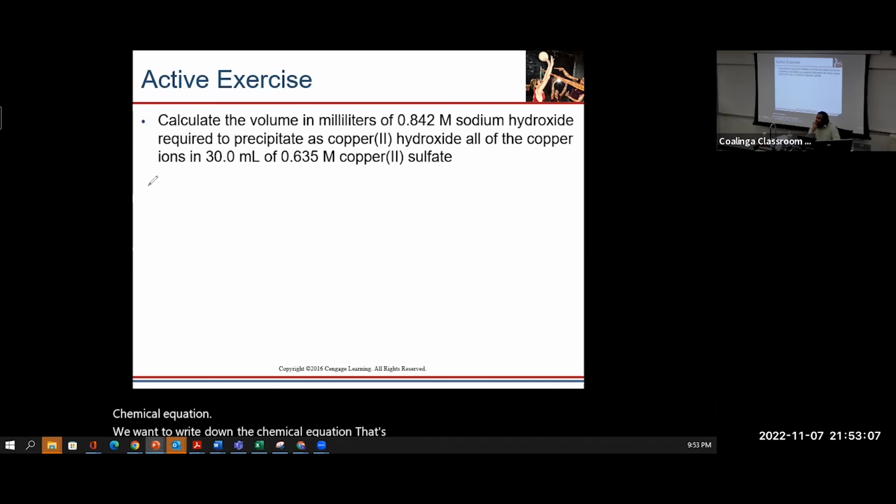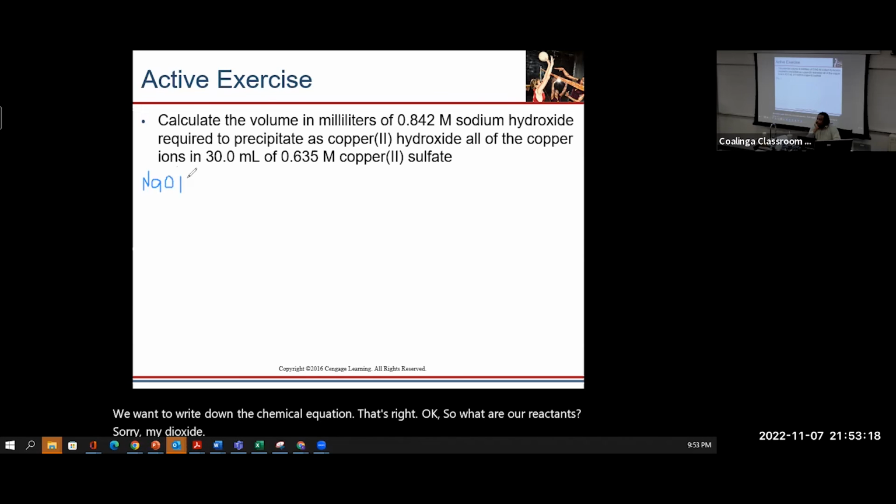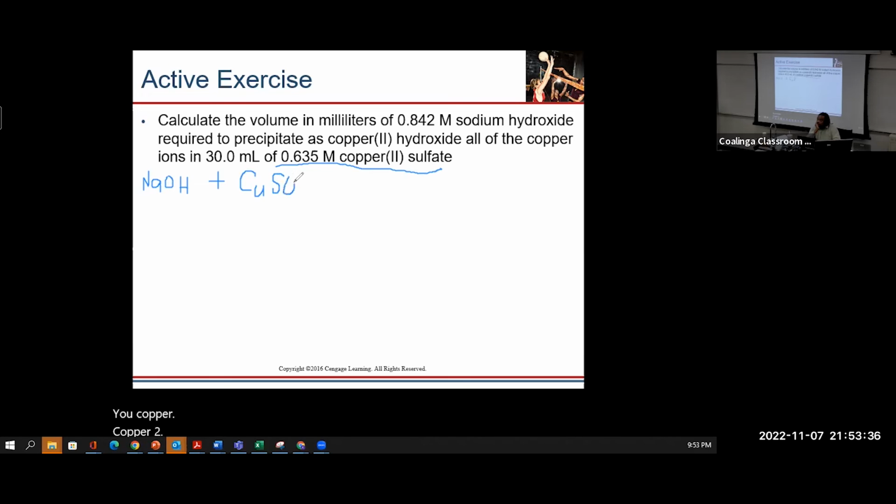That's right. Okay, so what are our reactants? Sodium hydroxide plus copper 2 sulfate. Now the fact that we have milliliters should be a dead giveaway. Is it a solid, liquid, gas, or aqueous? It's aqueous. And then sodium hydroxide, we have milliliters. It should be what? Aqueous.